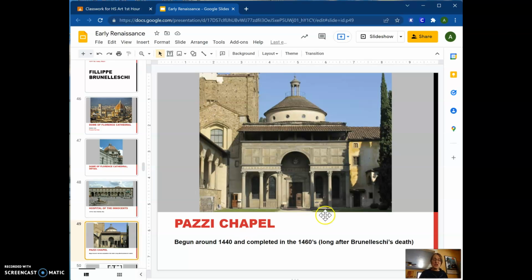Now, the exterior probably does not reflect Brunelleschi's original design, as the narthex, or the front of this chapel, admirable as it is, seems to have been added as an afterthought, perhaps by the sculptor architect Maiano.